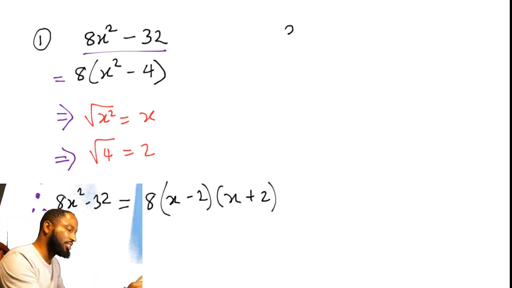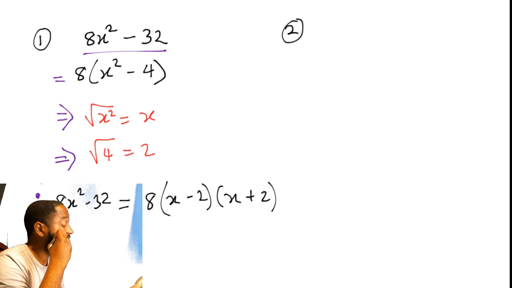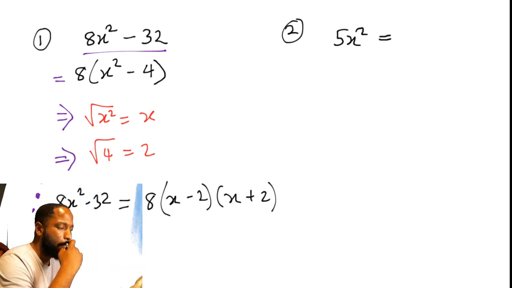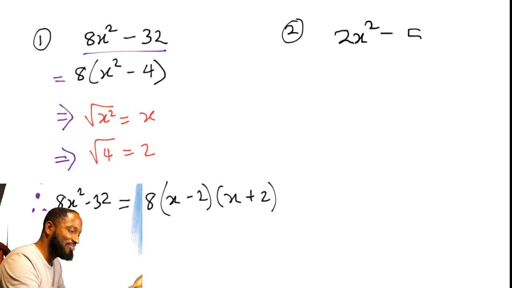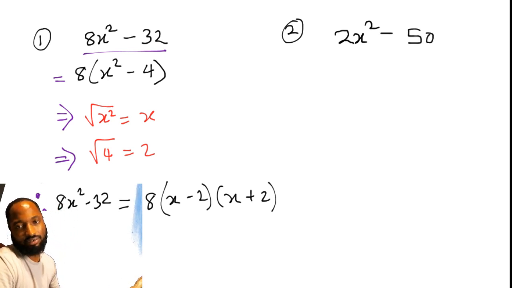Let me see if you all understand that. Try this question: 2x squared minus 50. This one is pretty simple.